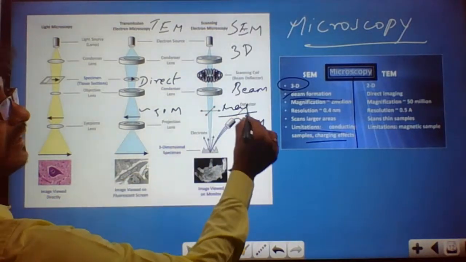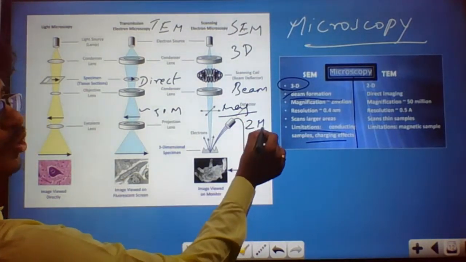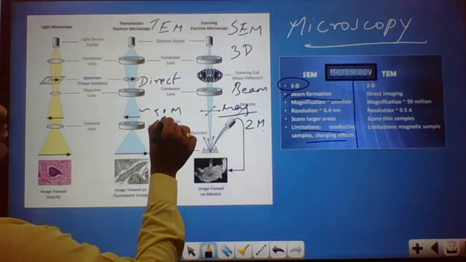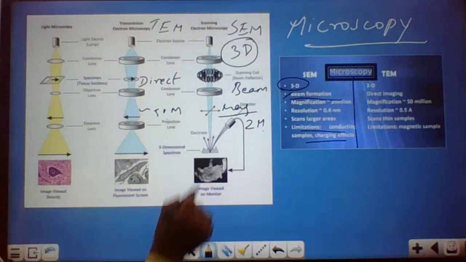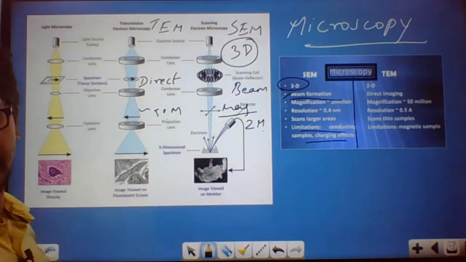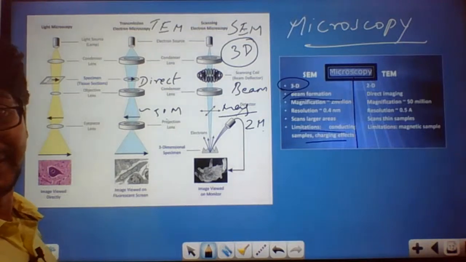Here the magnification is 2 million. Here the magnification is 50 million. And which type of electron microscope gives a 3D image? The scanning electron microscope gives a 3D image.